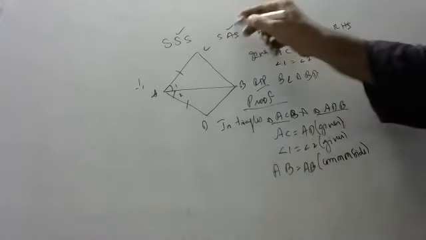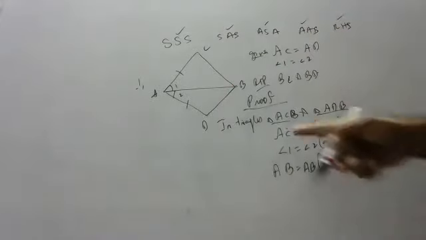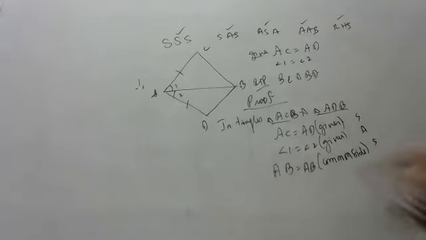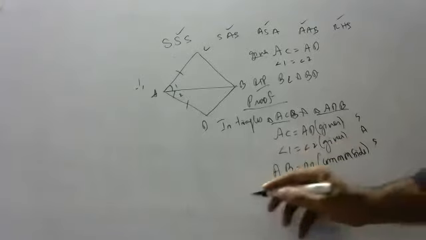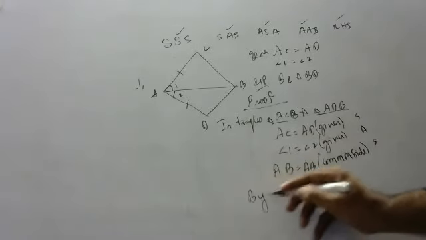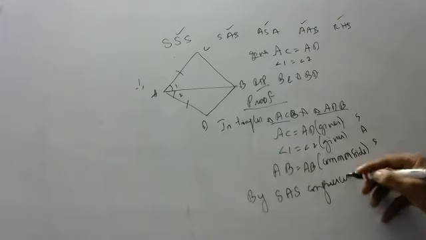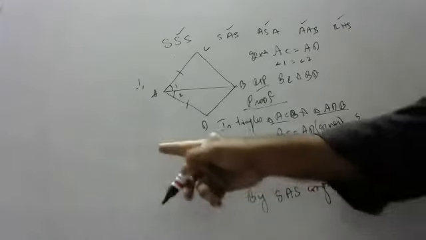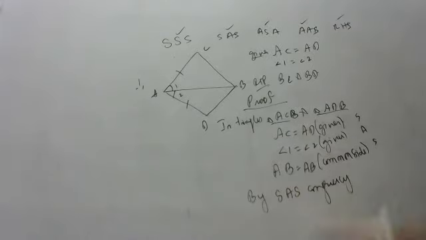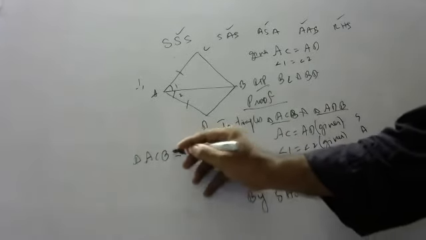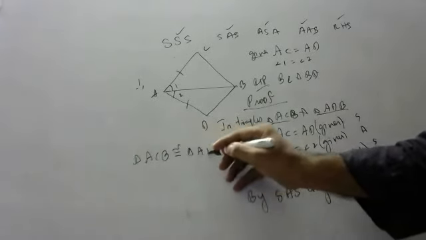Now, among the given conditions, can anyone say which congruency condition will satisfy this? One side, one angle, one side. Yes, SAS. So you should say by SAS congruency. Okay, children, here I don't have this, that's why I'm writing here. But you should write it in the exam. By SAS congruency, you should say triangle ACB is congruent to triangle ADB.